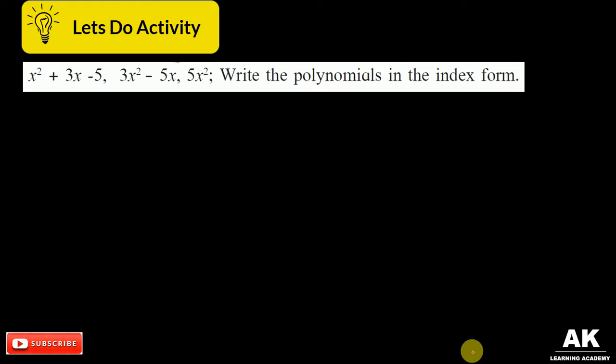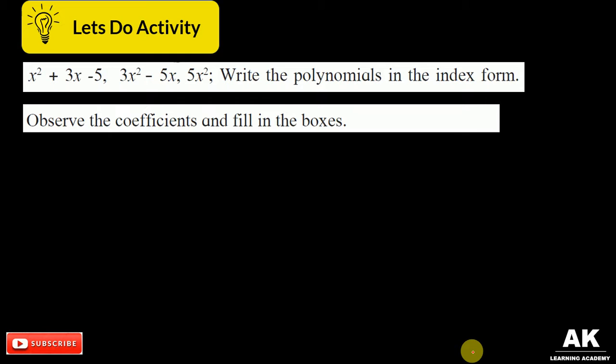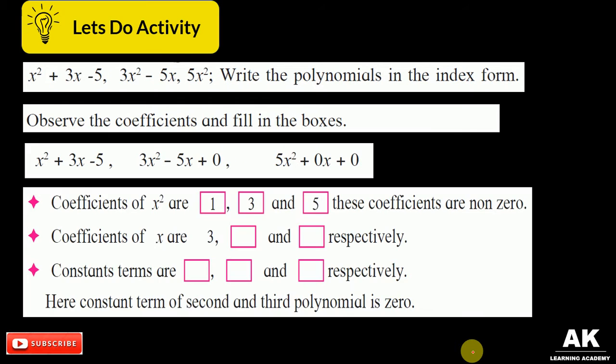We have to write the polynomials in the index form. Again, we have to observe the coefficient and fill the boxes. All right, so here are the boxes given. What is the coefficient of x square? The x square coefficient here is 1, right? 1 into x square is x square, so 1.